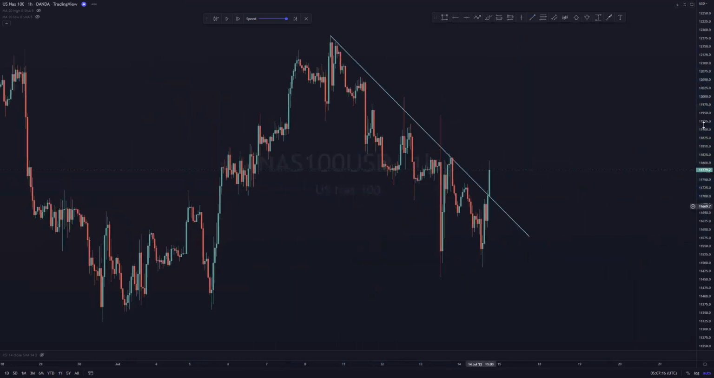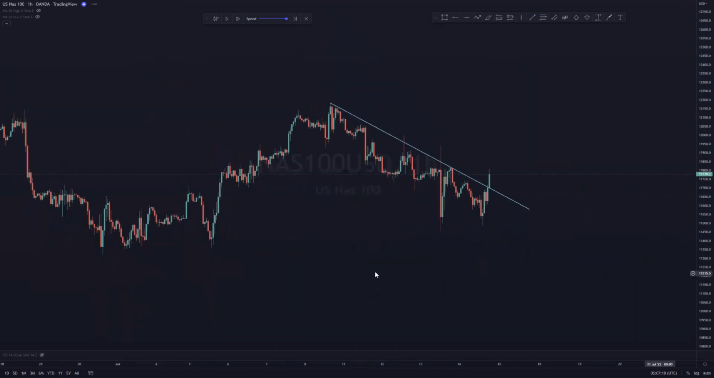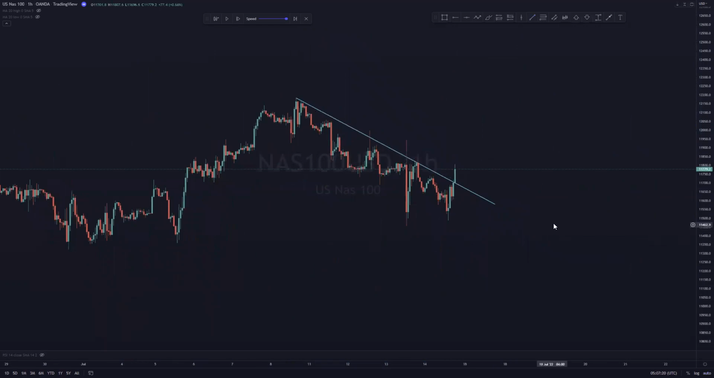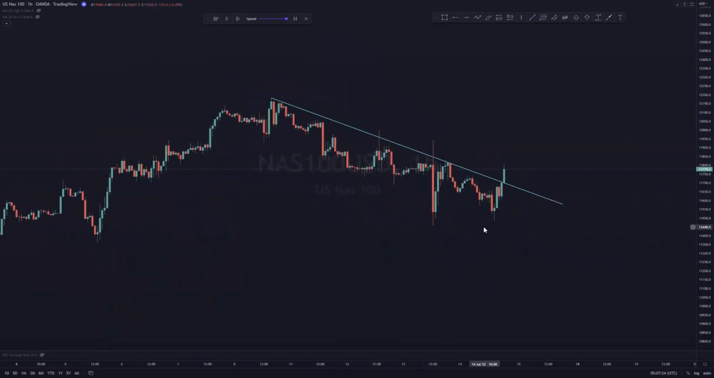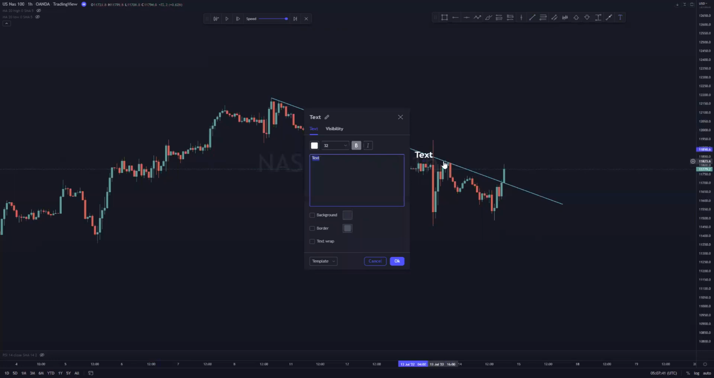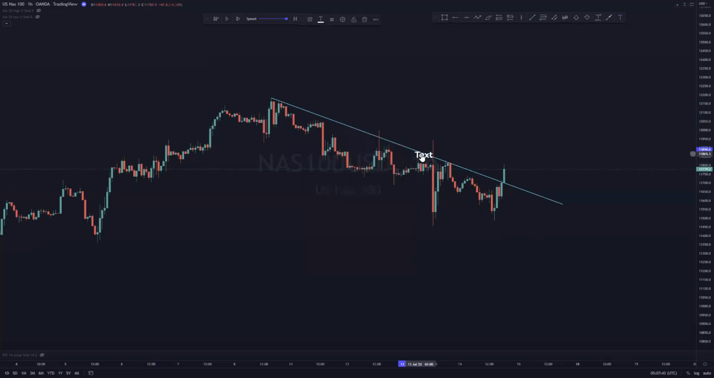Then we break the structure of this downtrend. So we are looking for when to buy this pair. The first confirmation is this break of structure on that downtrend, as you see. Okay, let's mark this as first confirmation.